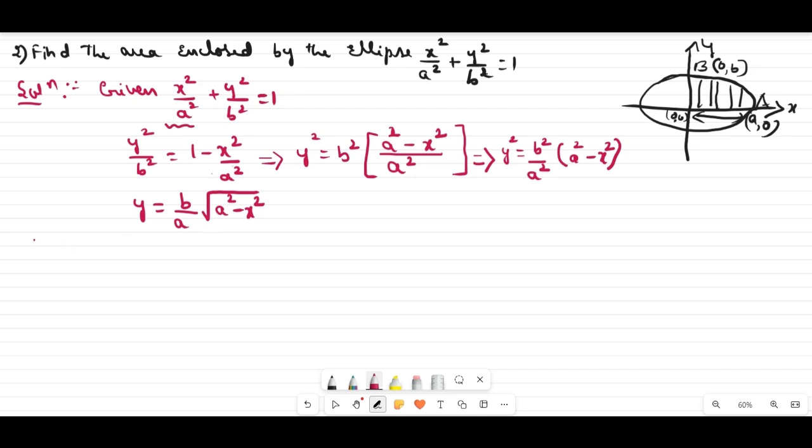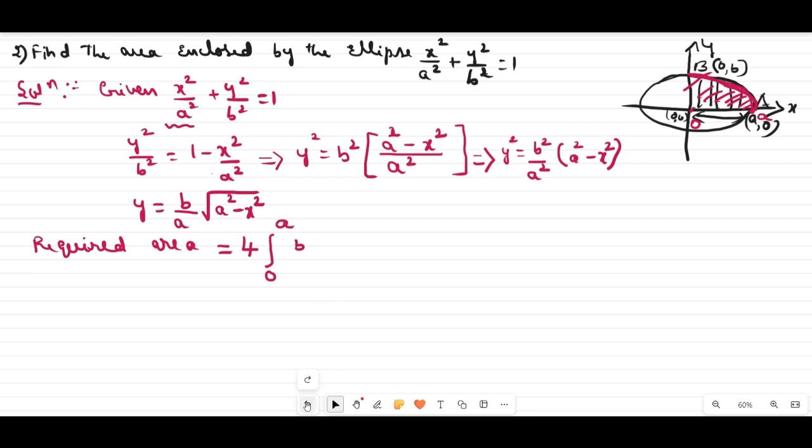Now let me find the required area. So the required area is 4 times, same as the circle. I am finding the area enclosed in the first quadrant. If you multiply by 4 you will get the entire area of the ellipse. So that's why 4 times the integral. Even here, on the x-axis the first point is 0 and the ending point is a. So the limit is from 0 to a. The curve is the ellipse equation. So integral from 0 to a of y into dx.